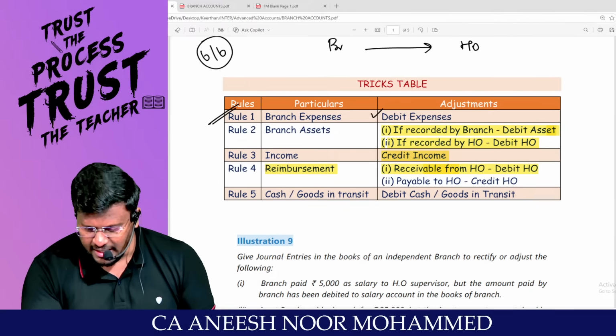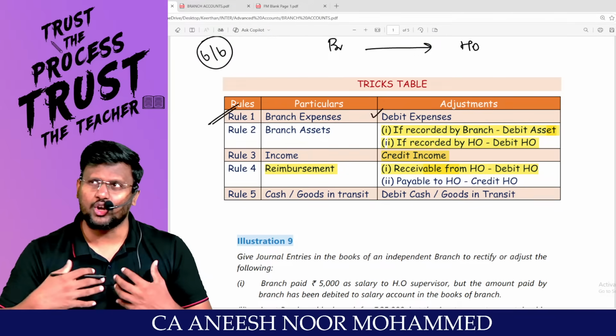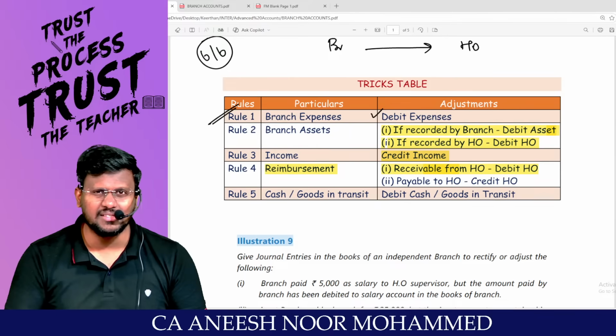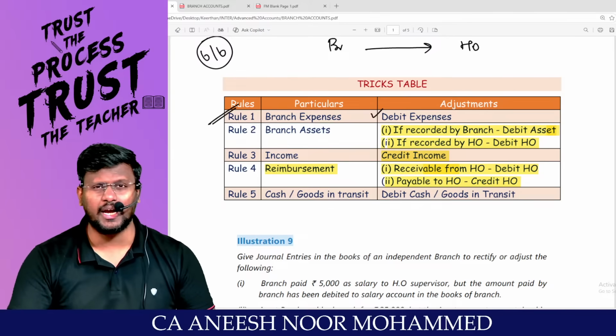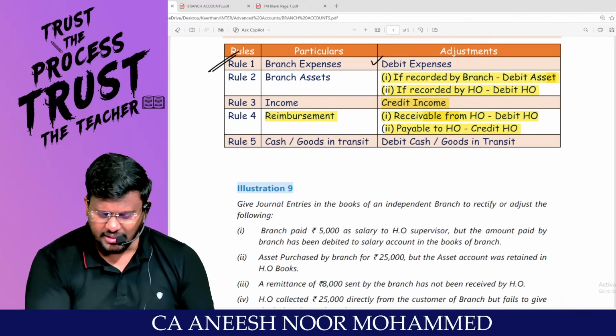Sir, is there any reimbursement? For example, any amount has to be received from the head office by the branch. Then according to the branch, it's a receivable. Receivable means asset. We have to debit the head office. If any amount has to be paid to the head office, it's a liability. All liabilities are credit balances. So credit the head office.